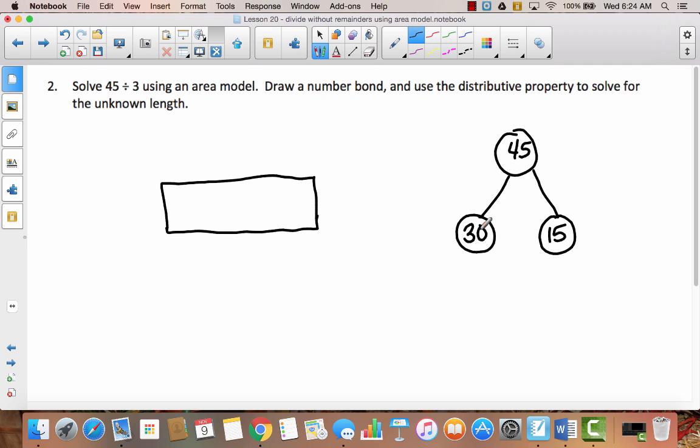So my next step is to think, okay, can I divide 30 by 3? Yes. Can I divide 15 by 3? Yes. So this is a good way to break it apart. There are other ways, but this is just the first way that came to me. So I'm going to come over here and do my area model.